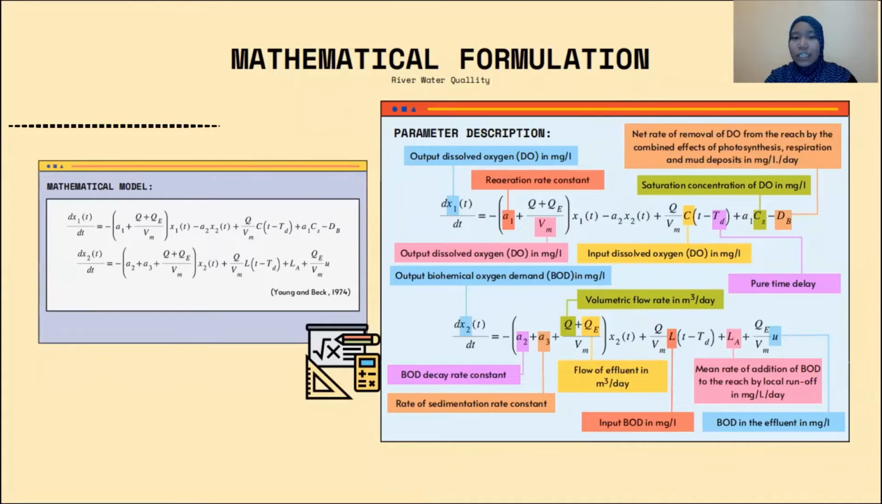So this is our model. Our model is taken from Young and Beck 1974, which the distribution is as given. The first equation is dx1(t)/dt equals negative (a1 plus QE over Vm) times x1(t) minus a2 times x2(t) plus q over Vm times c(t minus td) plus a1 times cs minus db. And the second equation is dx2(t)/dt equals negative (a2 plus a3 plus QE over Vm) times x2(t) plus q over Vm times l(t minus td) plus la plus QE over Vm times u.